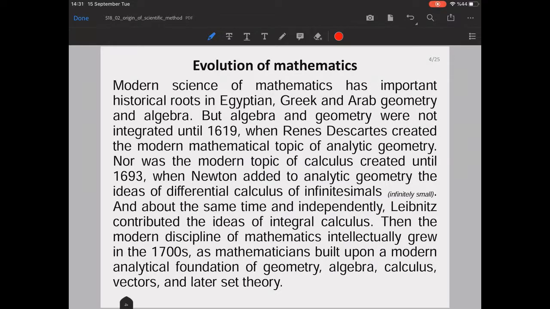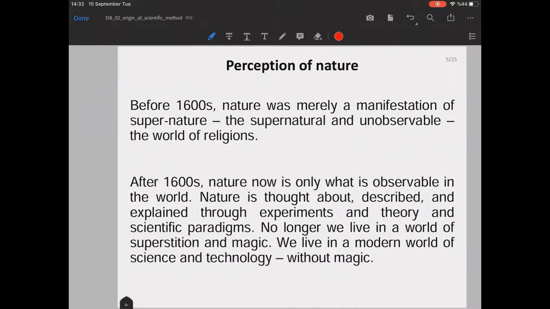And the modern topic of calculus was created in 1693 by Newton, because he added the differential calculus of infinitesimals to analytic geometry as well. At about the same time, and independently, Leibniz contributed the ideas of integral calculus. Then the modern discipline of mathematics intellectually grew in the 18th century as mathematicians built upon a modern analytical foundation of geometry, algebra, calculus, vectors, and later set theory.